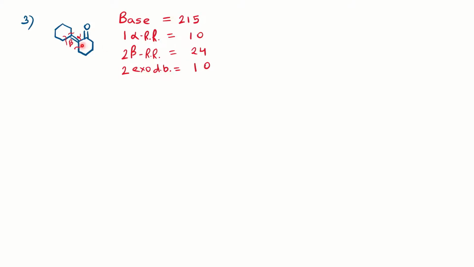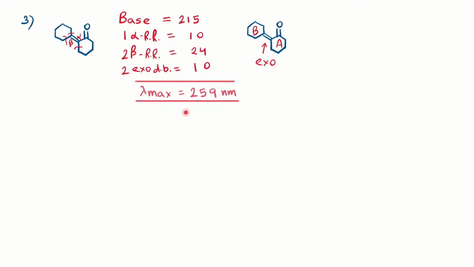Now the final component is the exo double bond. You have an exo double bond here. For that, give the name to the rings A and B. If you notice, this particular double bond is exo to the B ring, as well as exo to the A ring also, right? So this particular double bond is exo to both the rings, means plus 5 for each. So 2 exo double bonds will be considered, one for each, so plus 10. That's it in our list. The lambda max you can finally calculate, and it is 259 nanometer.